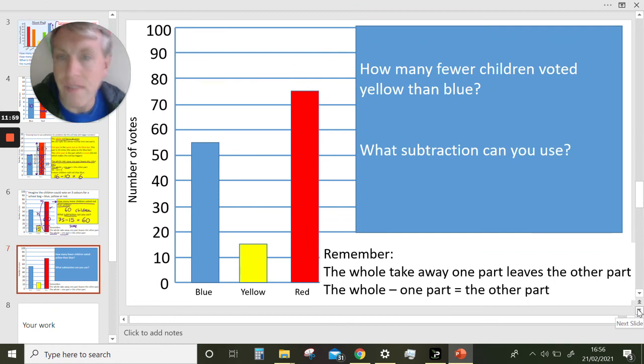Okay, so pause the video, have a go at this one. How many fewer children voted yellow than blue? Remember, fewer is the word that means less. How many fewer children? What is the number that is? By how many is it less? How many fewer children voted yellow than blue? And try to write down the subtraction. Pause the video, have a go.